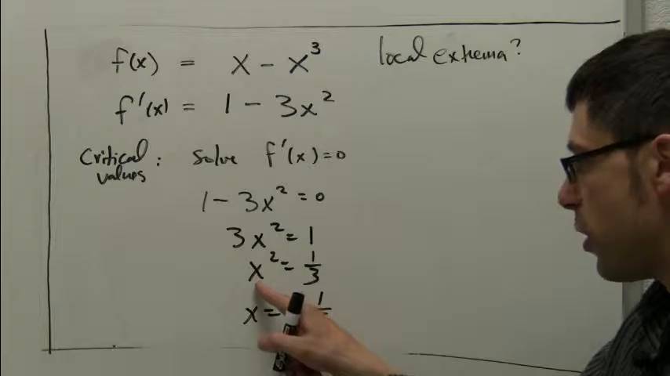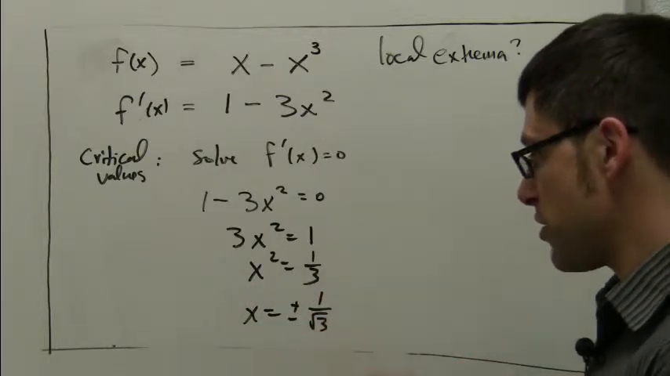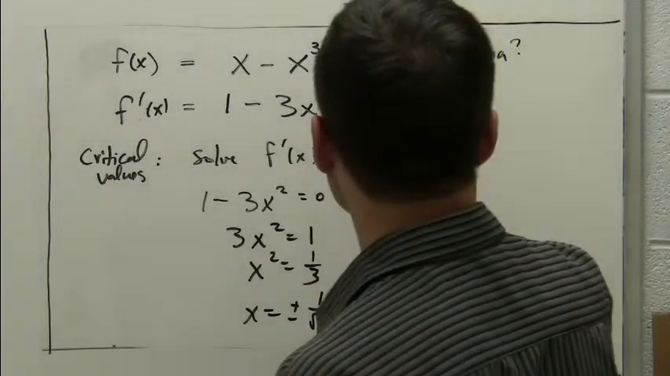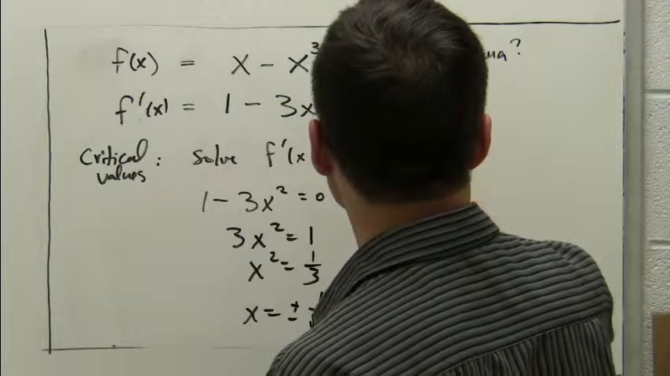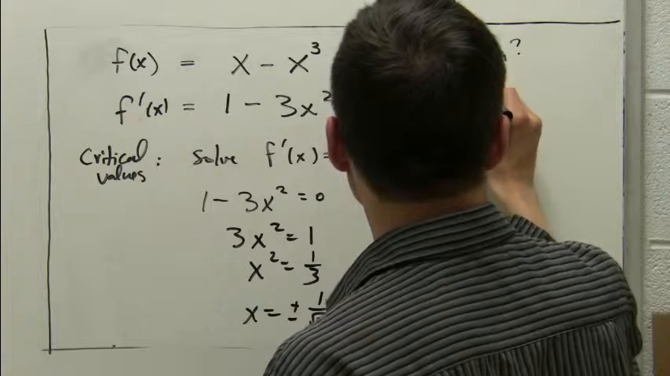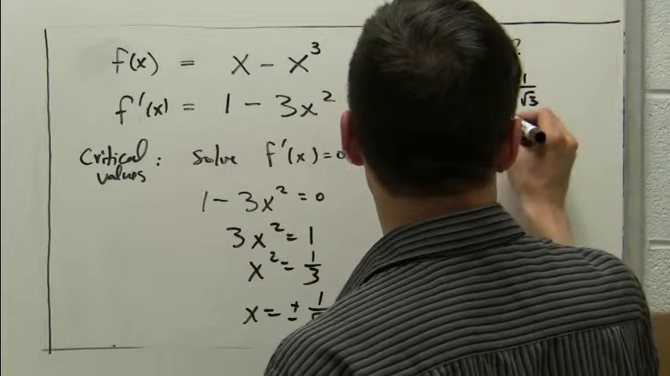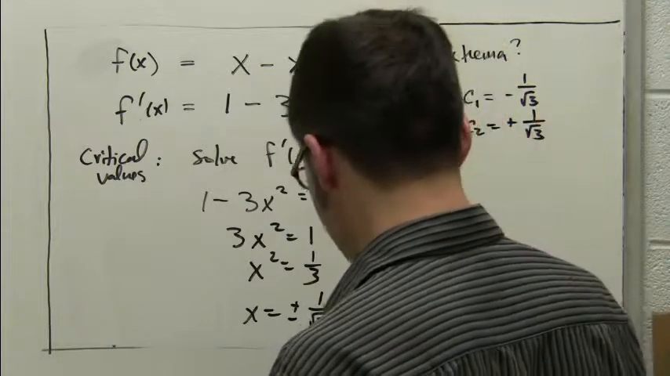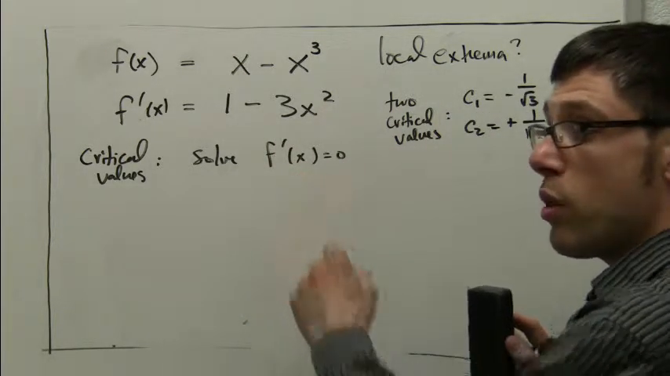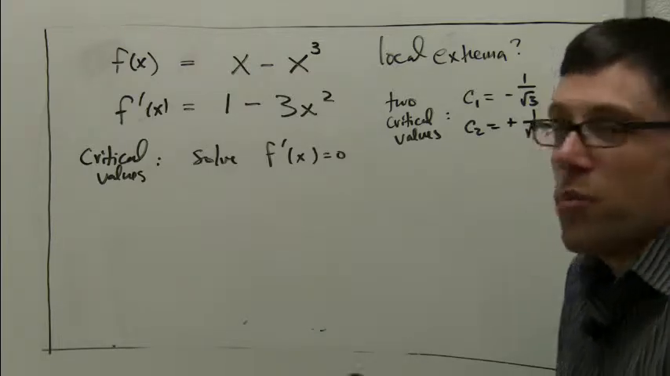Remember, when you have a square, that means I'm going to have two solutions in general. Just take the square root. So plus or minus 1 over root 3 would satisfy this equation. So I have two solutions, two critical values. C1 is at minus 1 over root 3, and C2 is at positive 1 over root 3. These, again, are the critical values, and they solve this equation. They're places where the function is transitioning. I just have to know whether they're maxes or mins.